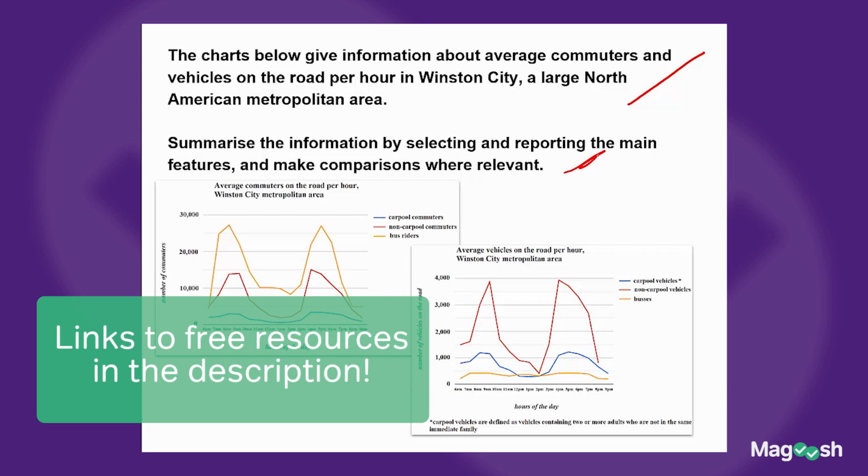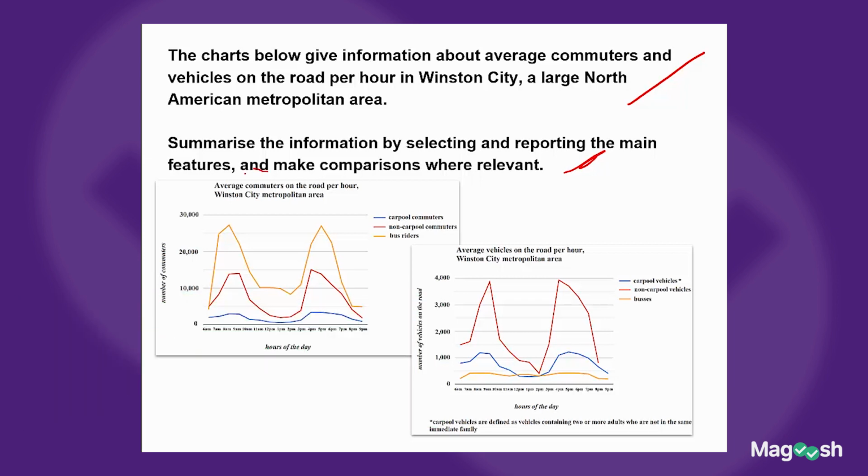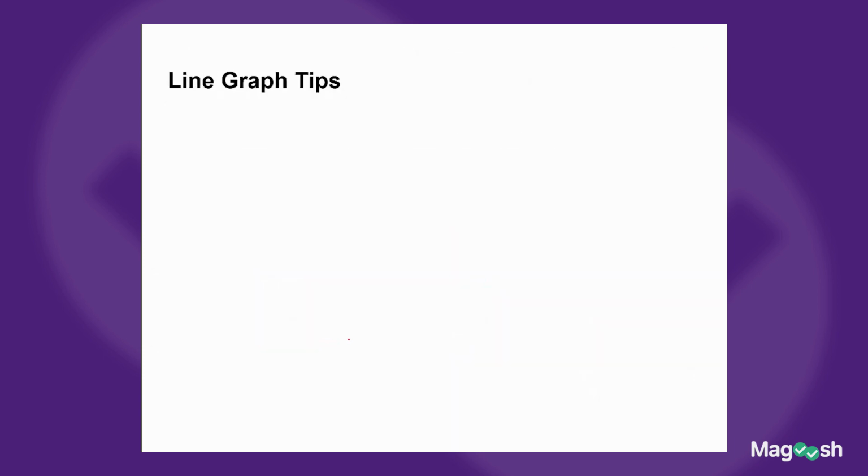And we have our visuals down below. On the left here, we're looking at commuters, and on the right, we're looking at vehicles, okay? And these are the vehicles listed. These are the types of commuters, and we see information about commute times, hours of the day listed below there. Okay, so the question is, how do we approach questions like these with line graphs, and what are some specific tips you can use to answer these questions well? Okay, let's take a look.